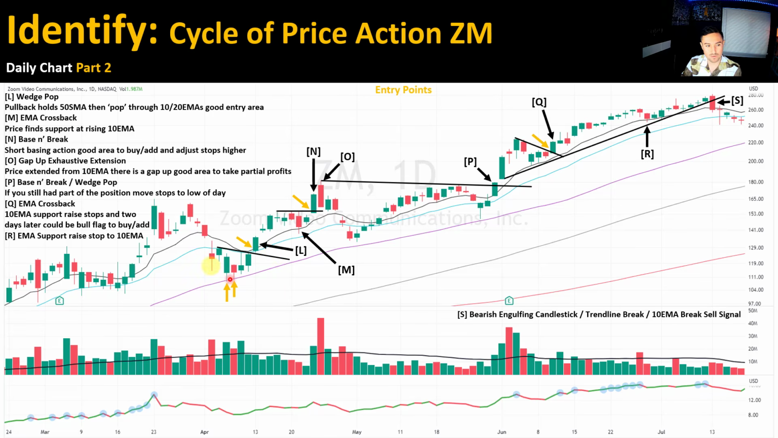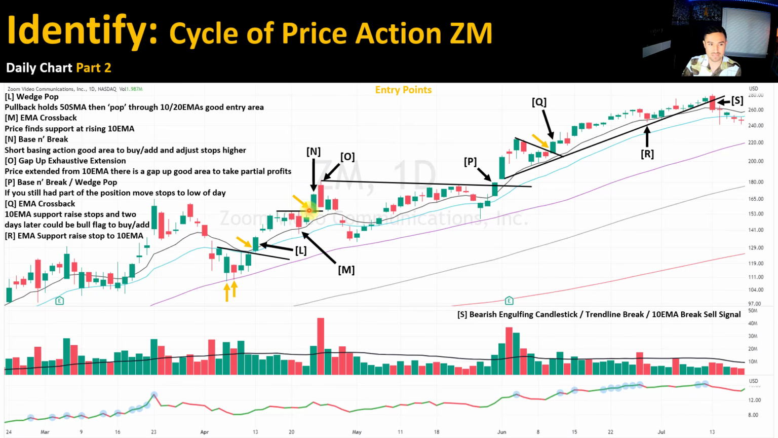So it pulls down, finds support around the 50 SMA, and then the wedge pop is back up through what two moving averages? The 10 EMA and the 21 EMA. Now at point M, this is the EMA crossback. So the EMA crossback is the first test of the moving averages. That could be the 10 EMA and or the 20 EMA after the wedge pop. So the first test of those moving averages after the wedge pop.